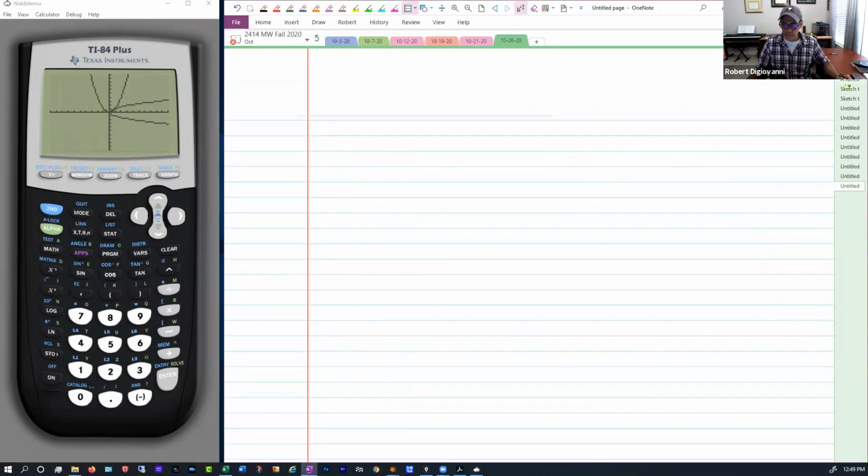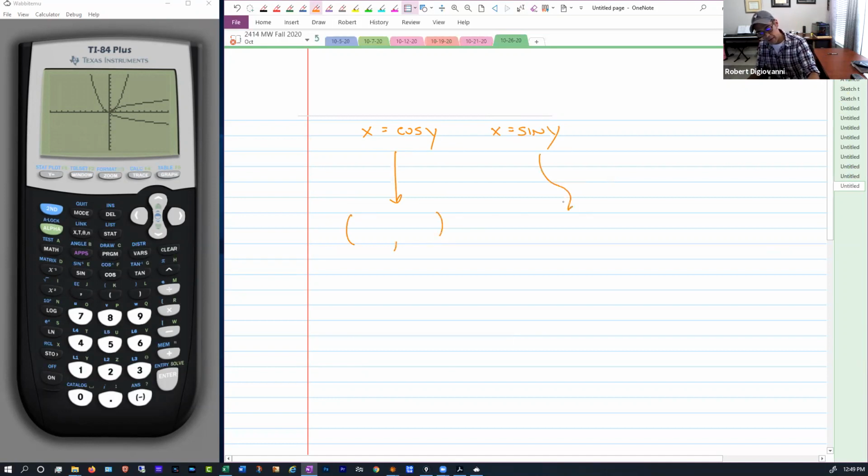So let's do this. We had these earlier: x equals cosine y, x equals sine y. Let's talk about what the parametric equation forms of those would be. They're both functions of y, right? Anytime you have functions of y, your y coordinate's always going to be t, always. The x coordinate is just that function with t in there for y. So it's going to be cosine t. This one will be sine t. And we plug them in and go.